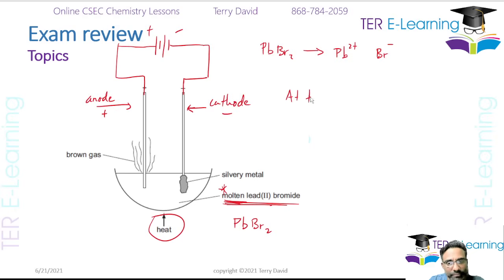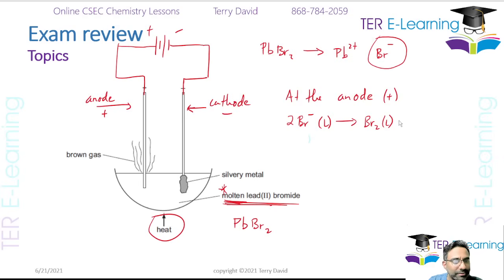At the anode, which is my positive electrode, the ion that's going to move towards it will be the Br-. So my equation is going to be 2Br- aqueous. Sorry, I put in aqueous there, but it's really liquid. It's not aqueous because we haven't added water. It produces Br2, in this case liquid, or you could put gas, plus 2 electrons. Either Br2 liquid or Br2 gas is fine. So that's what happens at the anode.